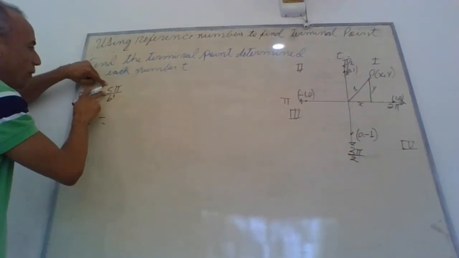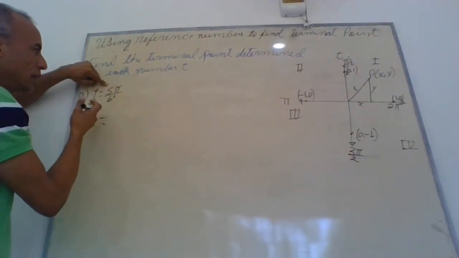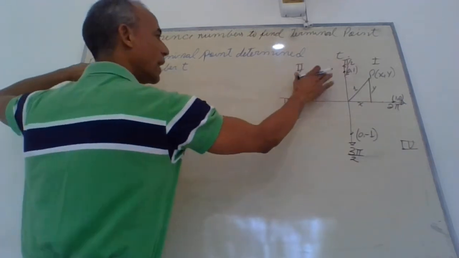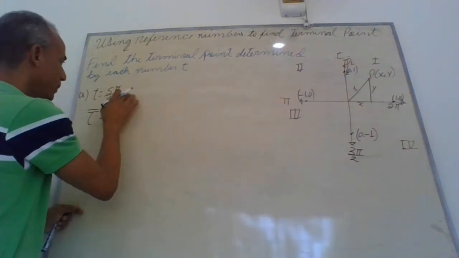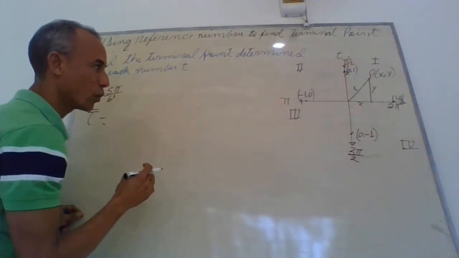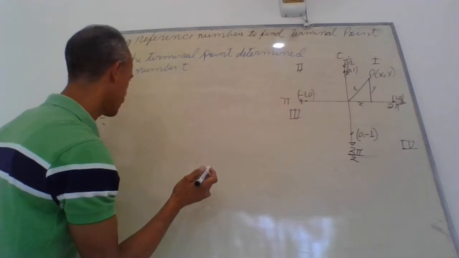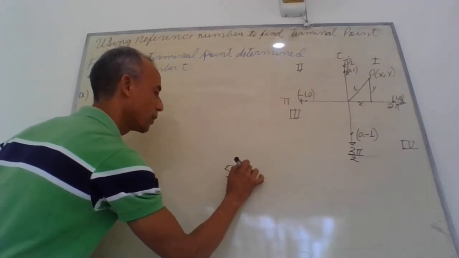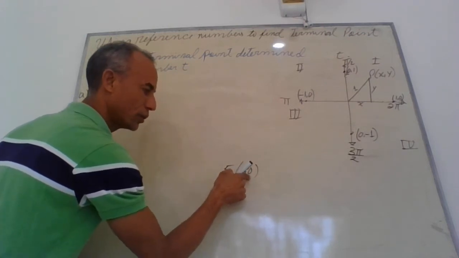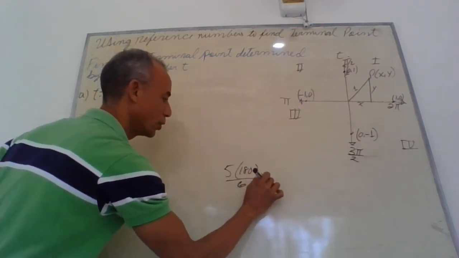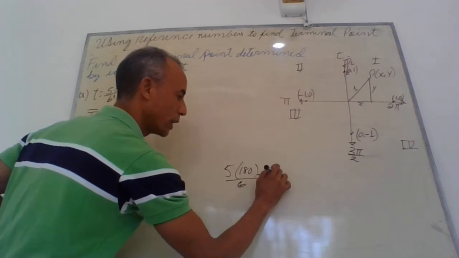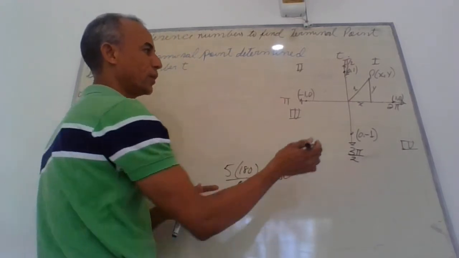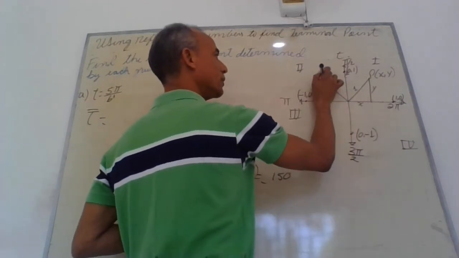For example, 5 pi divided by 6. What is my reference number? Well, it depends in what quadrant it is. 5 pi divided by 6, it is in quadrant what? In quadrant 2. How do we know? Remember, if you want to convert 5 pi, you multiply 5 times 180 divided by 6, and you will have 150. And then 150, where is it? In what quadrant? We are in quadrant number 2.